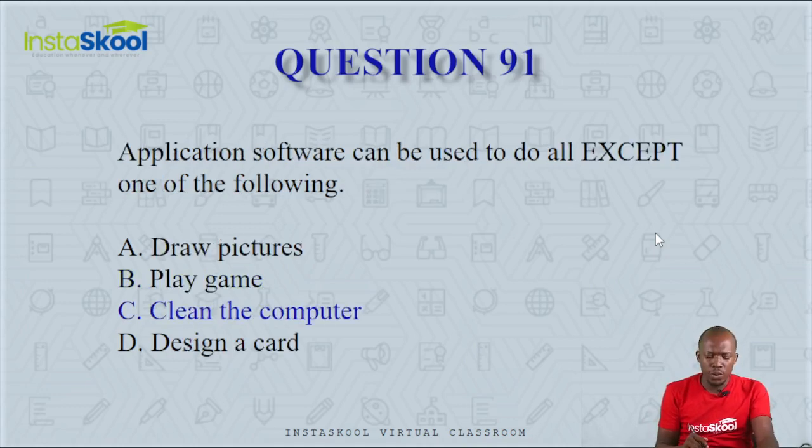Question number 91. Application software can be used to do all except one of the following. That is, you can use application software to do three of these except for one. One is to draw pictures. Option B says to play games. Option C says to clean the computer. Option D says to design a card. You can use software to draw pictures. You can use software to play games, but you cannot use software to clean the computer.